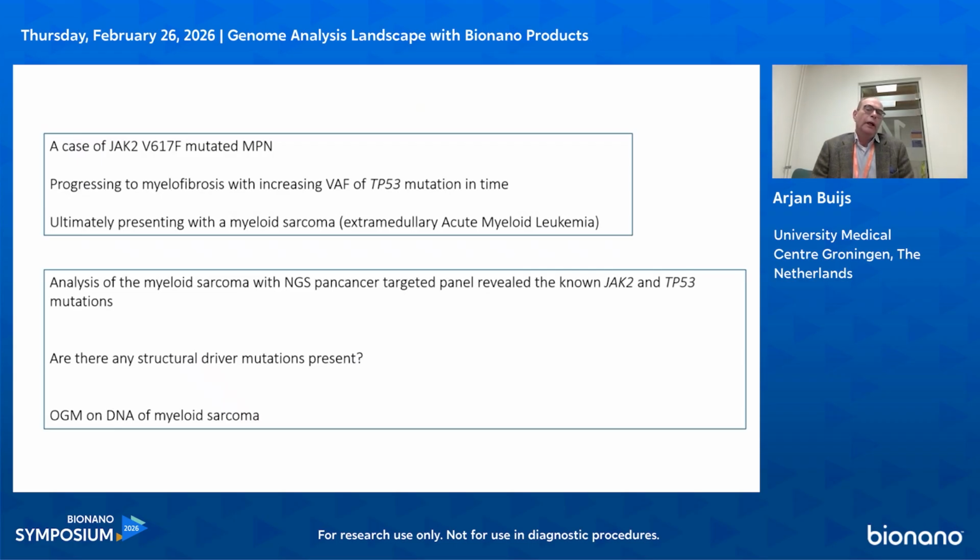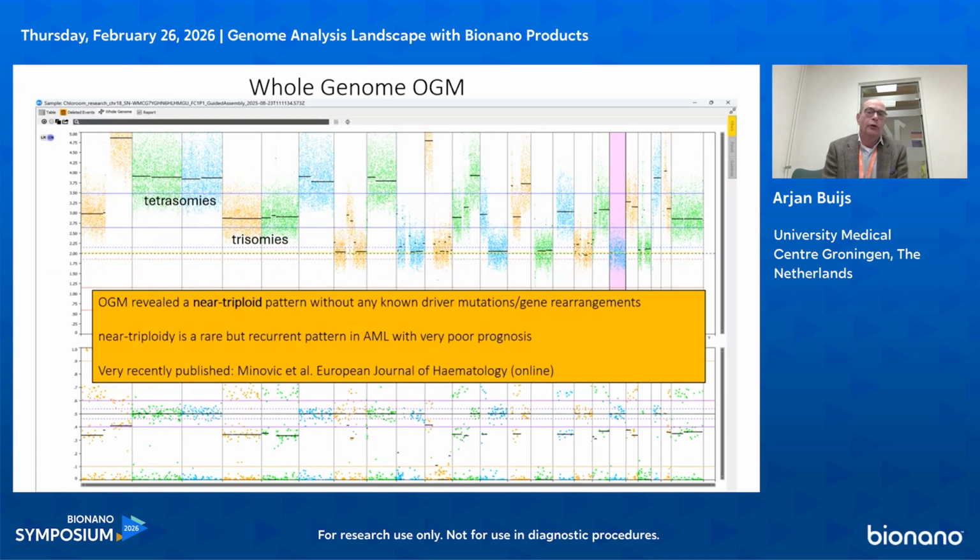So this myeloid sarcoma was analyzed with a next generation sequencing pan-cancer targeted panel, and that only revealed the already known JAK2 and TP53 mutations. So the question was, are there any other structural driving mutations present? So we did OGM on the DNA of this rare sample, and here you see the result.